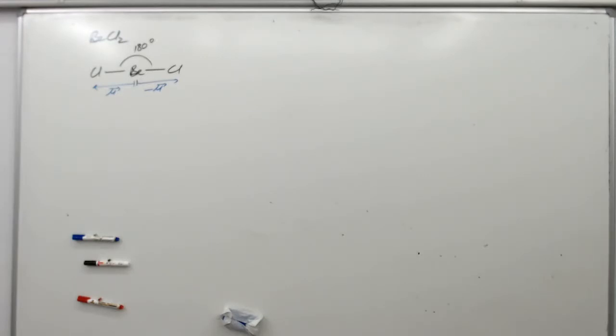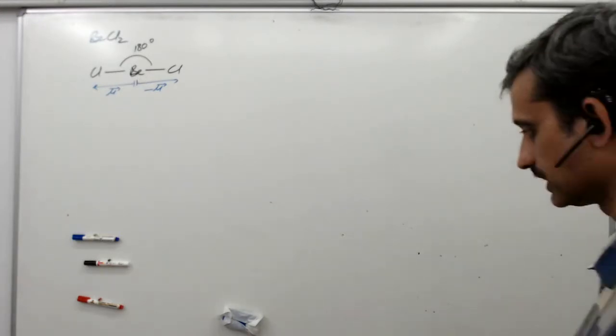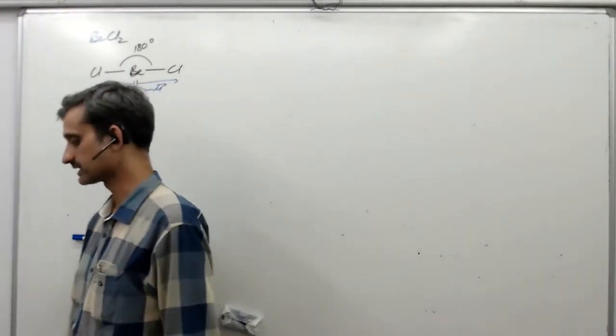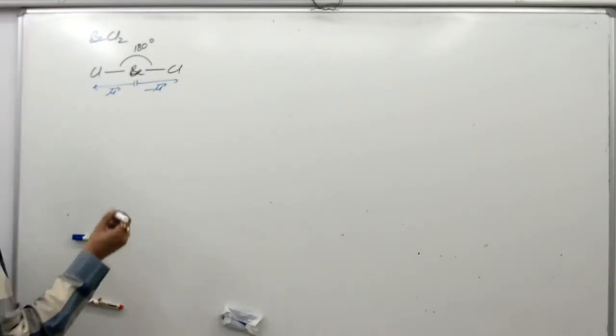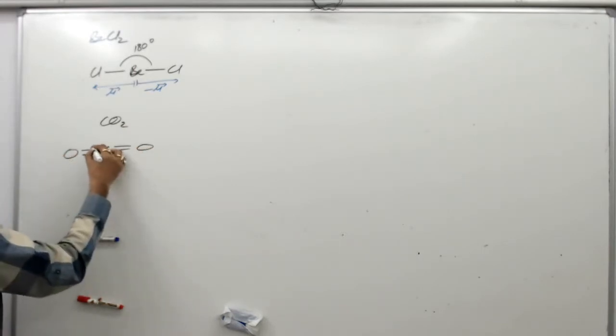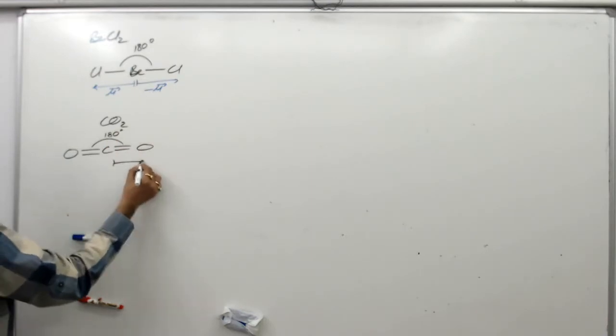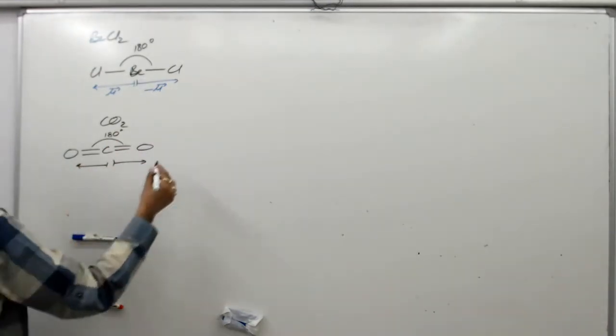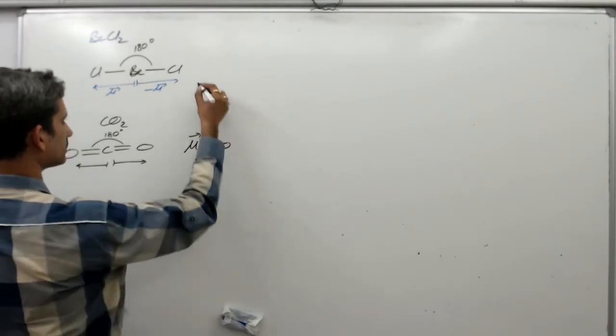Now BeCl2, although it has polar bonds, still it will be turning out to be a non-polar molecule because the dipole moments exactly cancel each other. Again, we have a compound like CO2. CO2 again is a linear molecule, and here it's 180 degrees. The dipole moments are exactly equal and opposite. So here also the net dipole moment comes out to be 0.